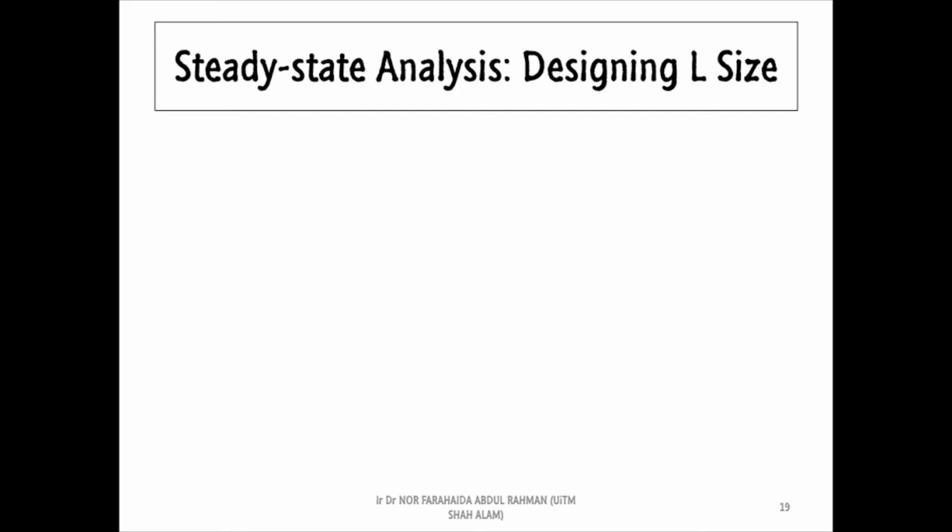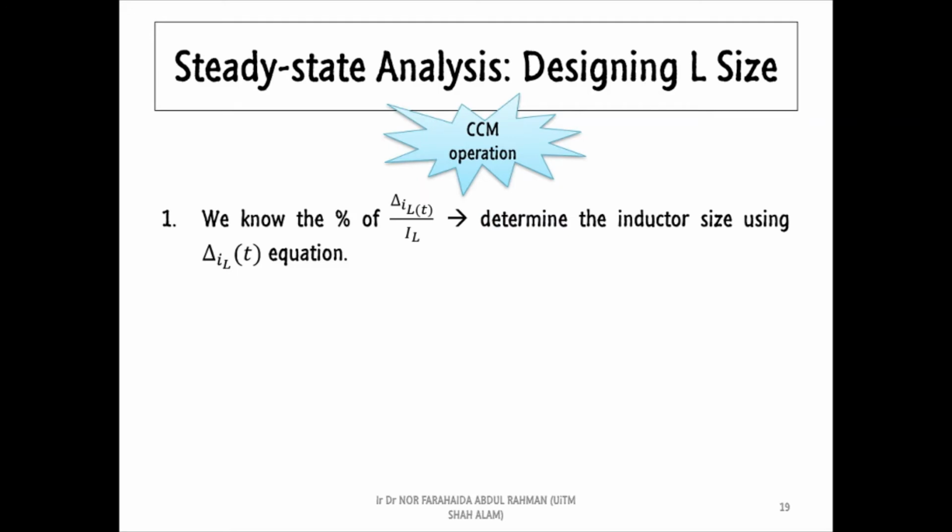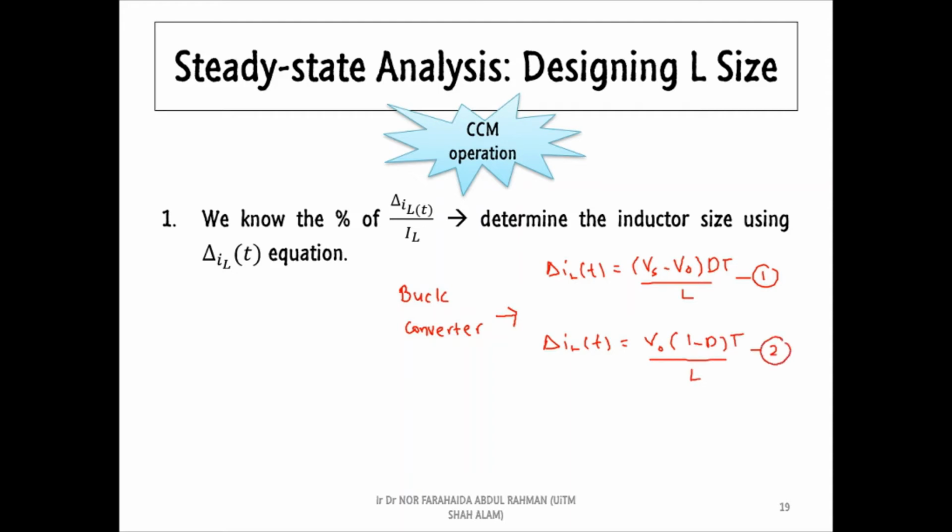To ensure the DC-DC converters work in a continuous conduction mode, the selection of the suitable inductor size is very crucial. To design the inductor, there are two approaches you can choose. First, you already set the percentage of the ripple inductor current. Therefore, you can determine the inductor size using the equation of the change of inductor current. For a buck converter, you can use these following equations. You can use either equation 1 or 2 for your calculation.